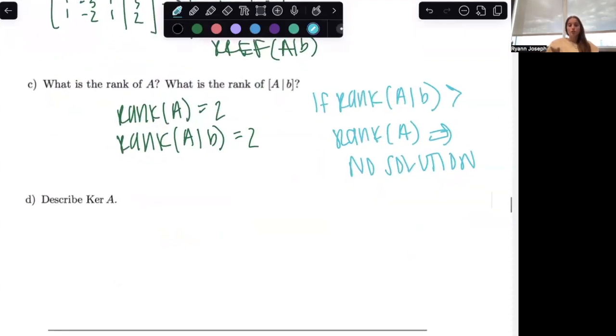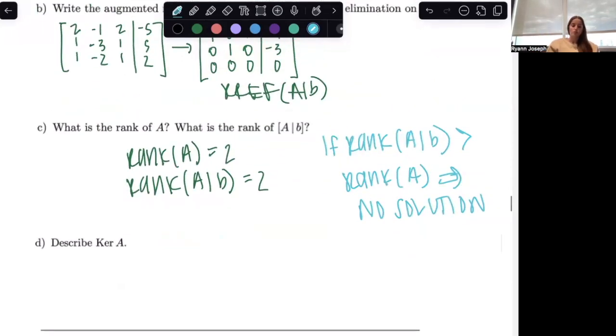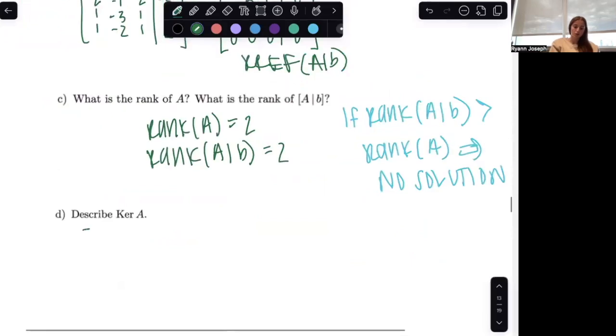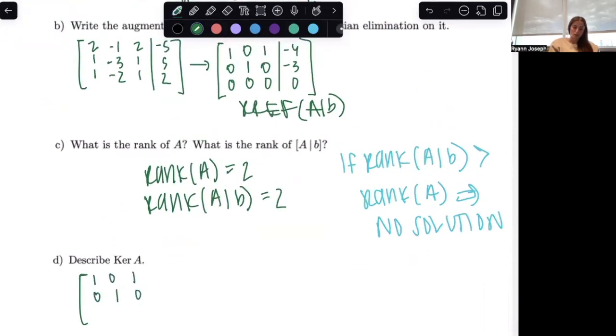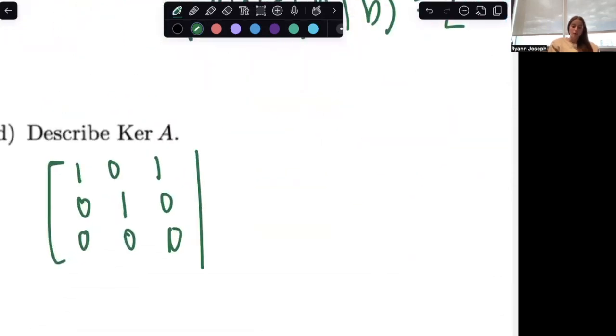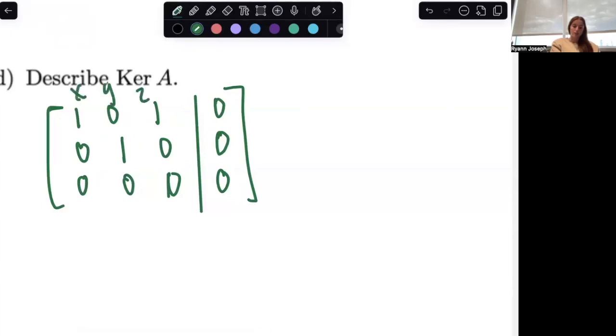They want us to describe the kernel of A, meaning they want us to solve for the kernel of A, which is the null space, which is the homogeneous solution. So to do this, we would take the reduced row echelon form, which was 1, 0, 1, 0, 1, 0, 0, 0, 1, and instead of setting it equal to -4, -3, 0, we set it equal to 0, 0, 0. We're solving for the homogeneous solution. What is it when it's set equal to 0? We've got x, y, z. x plus z is equal to 0, and y is just equal to 0.